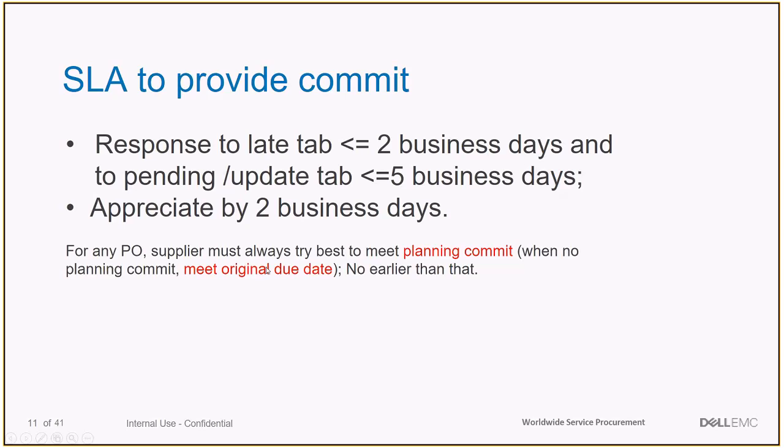But keep it in mind to respond as early as possible, okay? And try your best to meet the planning commit. This is the second time I mentioned the planning commit, because if everything is smooth, it's just the original due date. But sometimes the planner changes their mind, right? Then the planning commit will show up as a new due date. That means if you have a new due date, you try to meet it. But if you cannot, you can still add in comments to say, sorry, I cannot meet your new due date, and so on. So this is SLA.